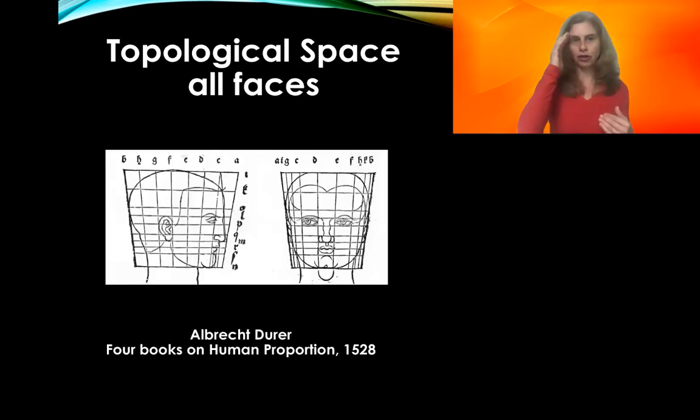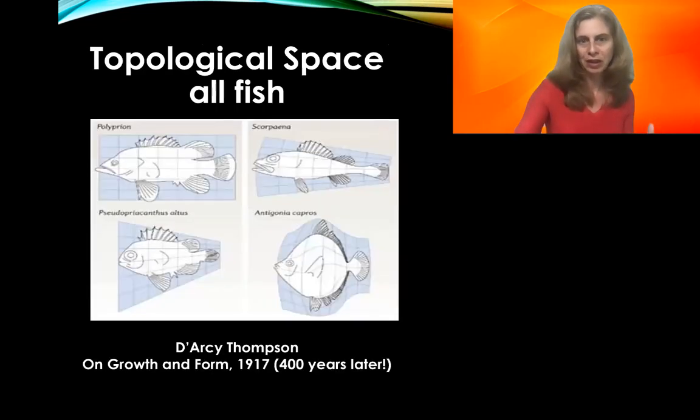So going back to Dürer, he was interested in this topological space of all possible faces. And so he wrote a book called The Four Books on Human Proportion in 1528. And in it, he studied faces, but he studied them not in terms of individual features, but in terms of relationships between features that could be stretched and distorted and skewed. And according to how these distortions occur, you would be able to create all the faces out there in the world. So let's take a look at what Darcy Thompson did.